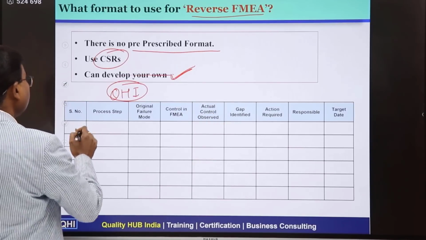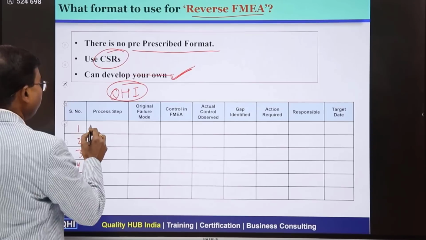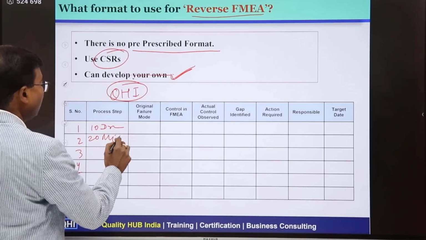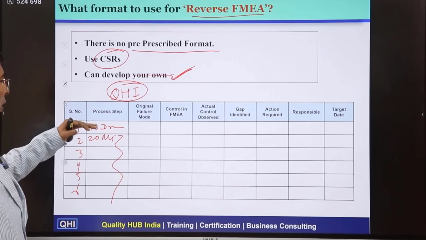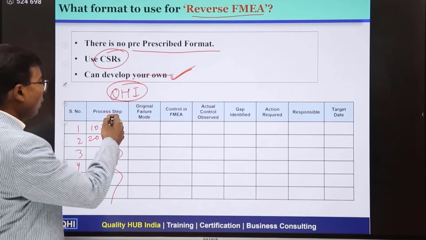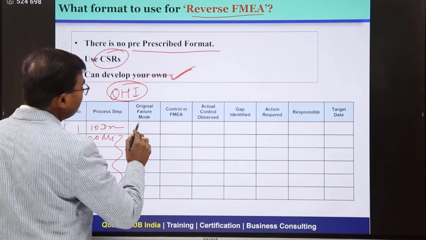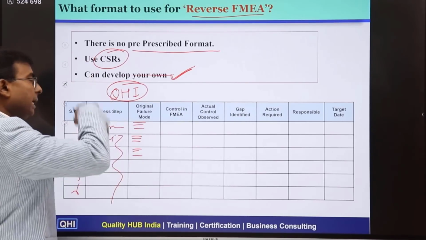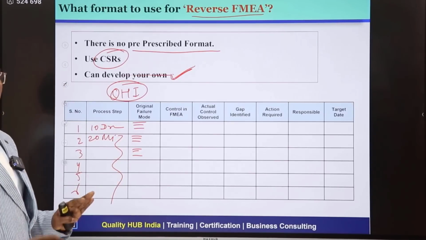The columns: serial number 1, 2, 3, 4, 5 and 6. Process step, operation number 10, drilling, 20, milling. You all know how the FMEAs are developed based on the process flow diagram, process steps. Operation 10, 20, 30 and the operation name needs to be written down over here, right? So this is all we know. Then original failure mode. For every operation, the original failure modes identified during the original FMEA need to be written down over here. So that is the input from the previous or the original FMEA.